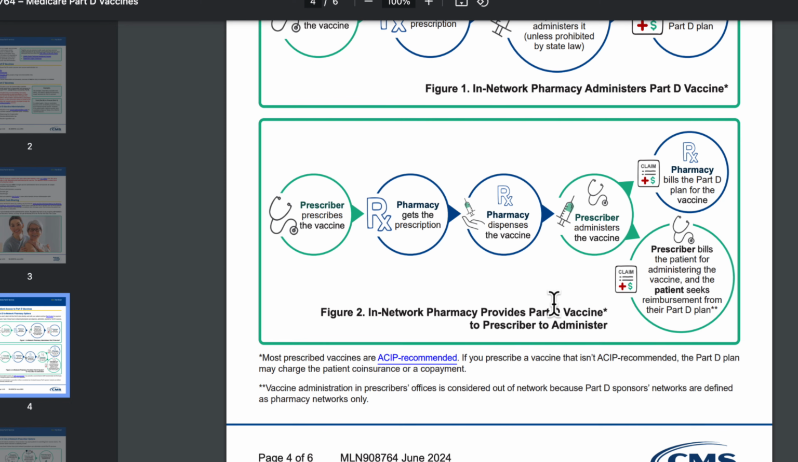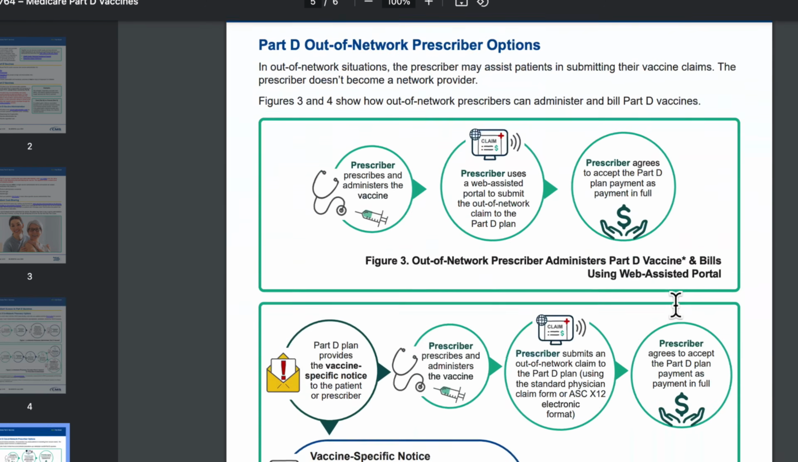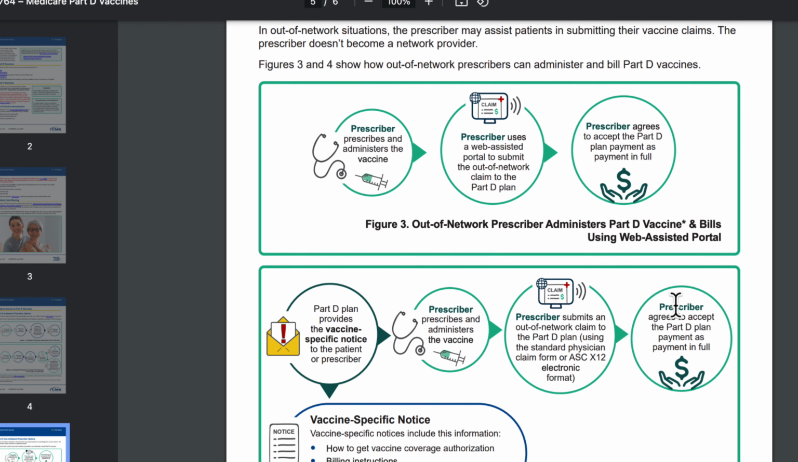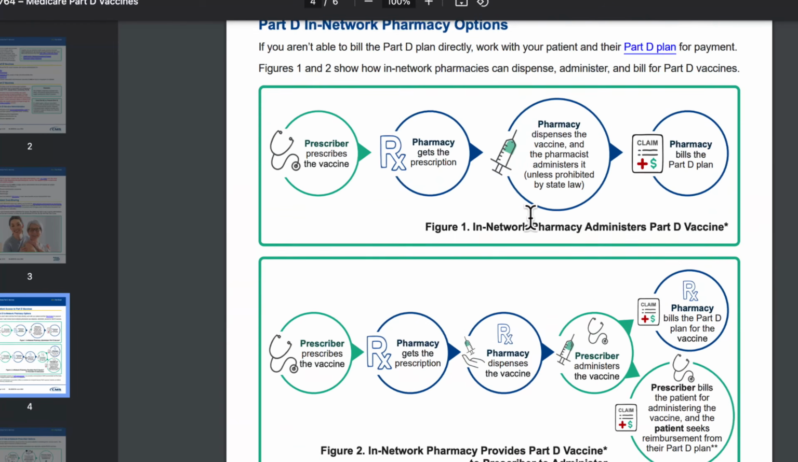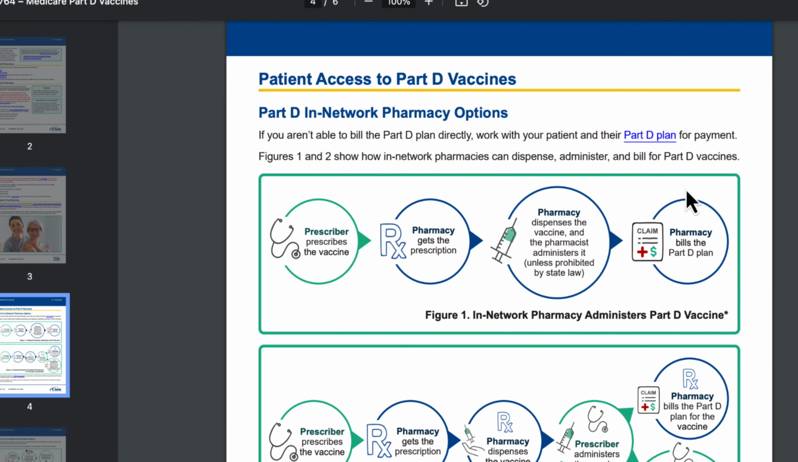Now, the other way that this can happen is that your prescriber, your doctor, can actually administer the vaccine. Now, they will bill Part D for the vaccine itself. Unfortunately, they may charge you an administration fee, and then you need to seek reimbursement from your Part D plan. More paperwork. Or you go out of network. Let's say you go to an out-of-network pharmacy. Well, then you need to submit a claim through the portal or however it is that you contact your Part D plan. And unfortunately, again, that is more paperwork. So really, the best way to do this is to just go to an in-network pharmacy and have the vaccine administered there.